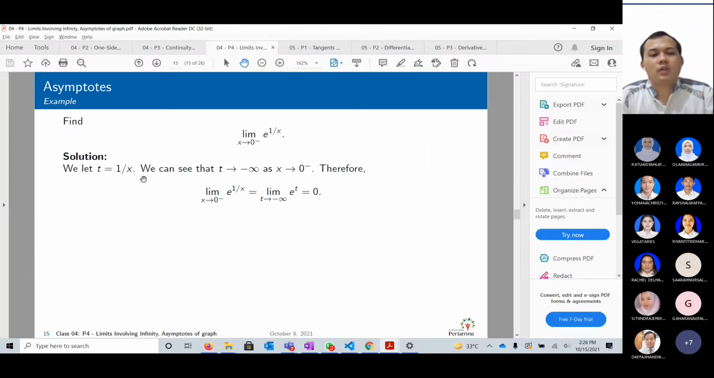Okay. Now we are asked to find this. This is a little bit irrelevant actually. Okay. Limit x goes to 0 from the left of e power 1 over x. So we see that if we let t equal 1 over x, we can see that t goes to minus infinity as x goes to 0 from the left.